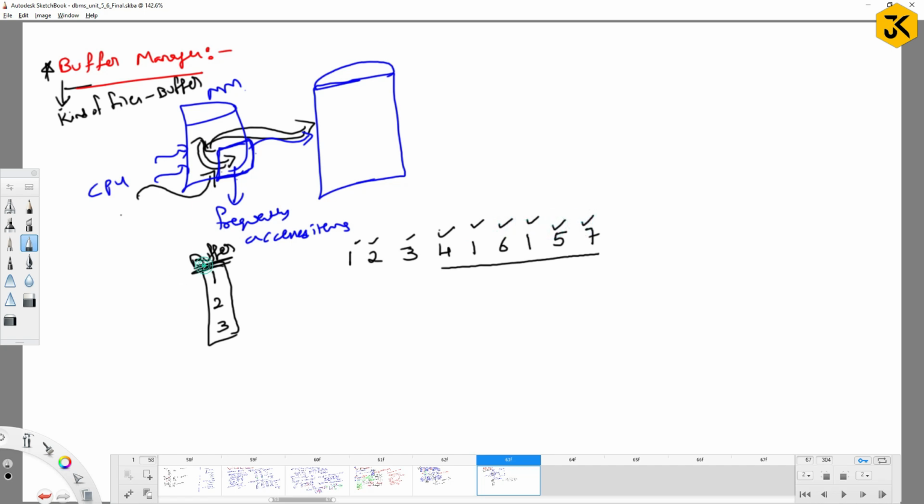Now already in the buffer, files 1 to 3 are there, but the next request is what? File number 4. Now the memory size of the buffer can only handle 1 to 3 files. Now what does the buffer manager have to do? The buffer manager has to completely replace one of the files, right? What file is it going to replace?